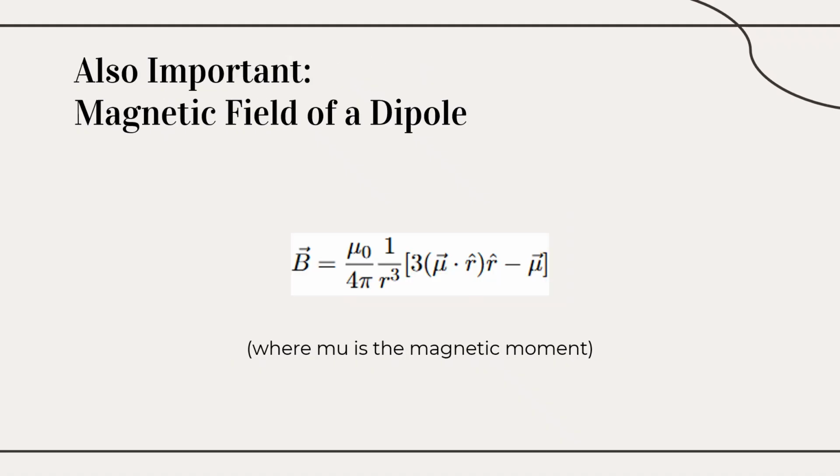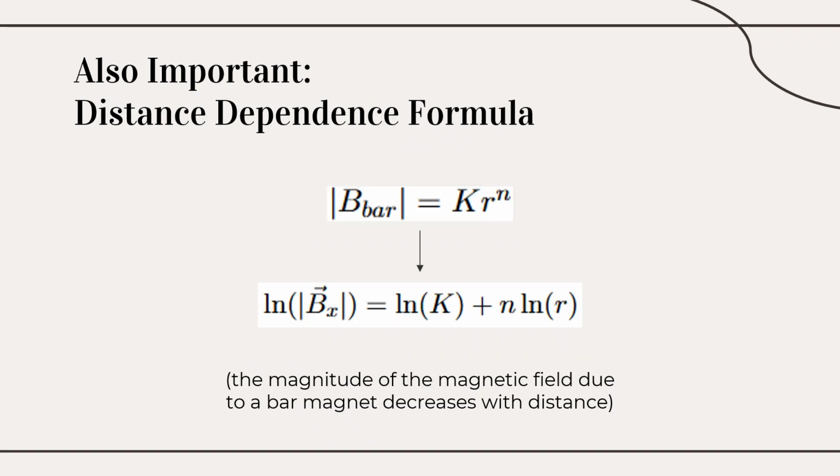This is a formula for the magnetic field of a dipole, which is important because we'll be dealing with a dipole in the lab, and mu here is the magnetic moment. The distance dependence formula is also important for the data analysis that will be done in this experiment. So basically, it just gives that the magnitude of the magnetic field due to a bar magnet decreases with distance, and the formula can be rewritten as shown on this slide.